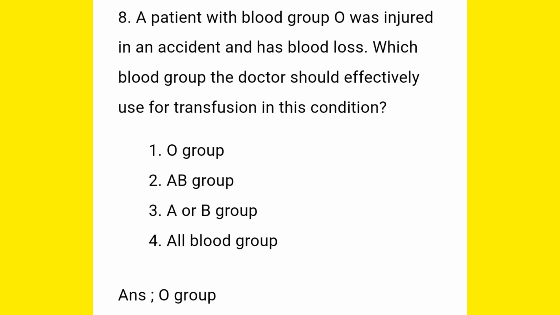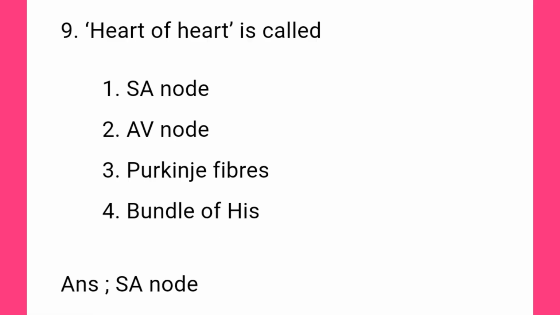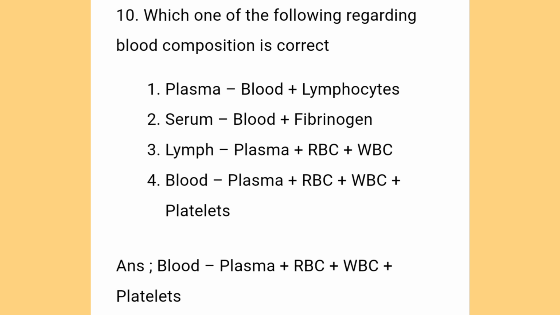Eighth one, a patient with blood group O was injured in an accident and has blood loss. Which blood group should the doctor effectively use for transfusion in this condition? Answer first one, O group. Ninth one, pacemaker of heart is called answer first one, SA node. 10th one, which one of the following regarding blood composition is correct? Answer fourth one, blood is plasma plus RBC plus WBC plus platelets.